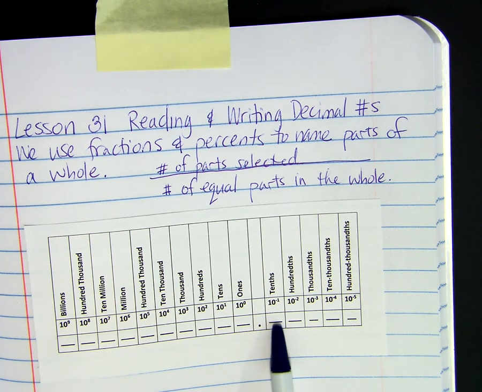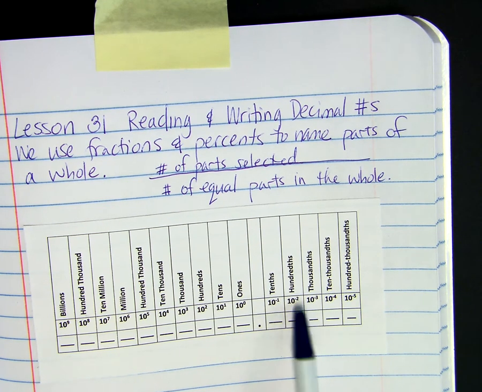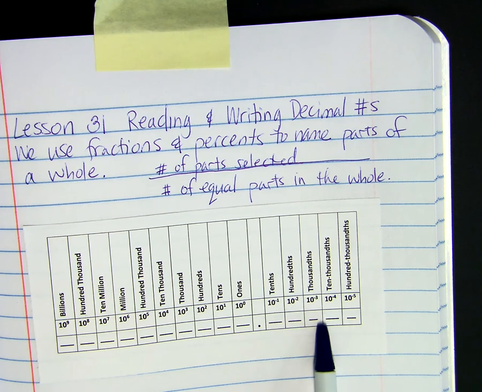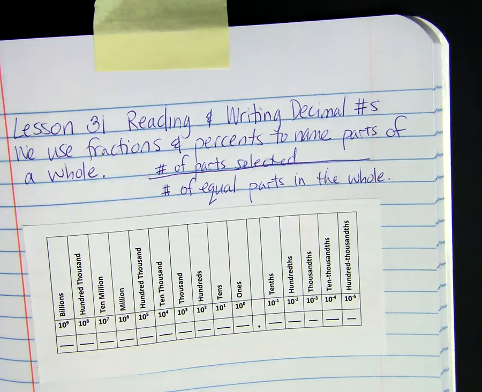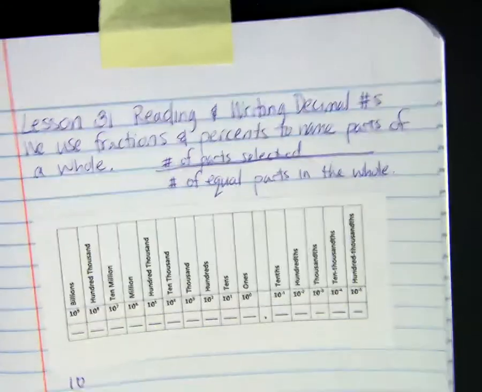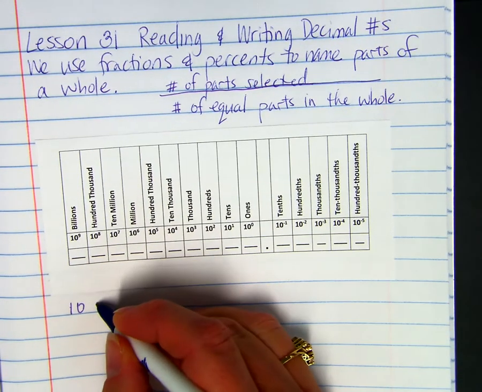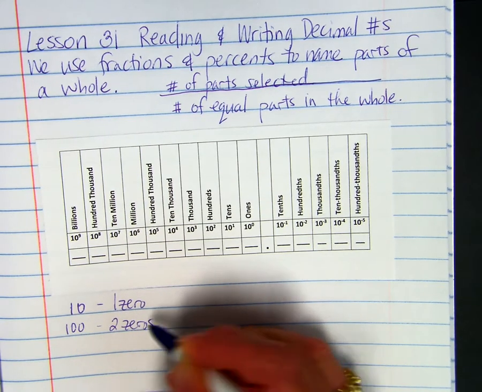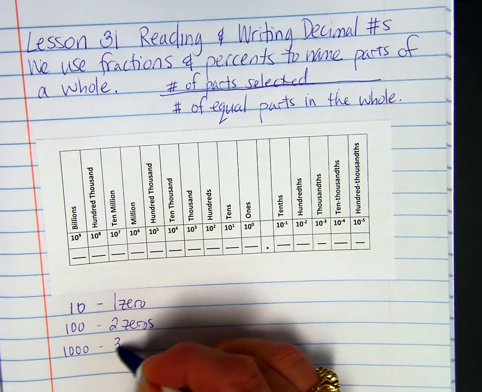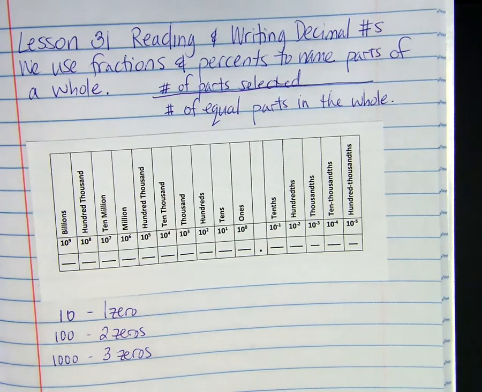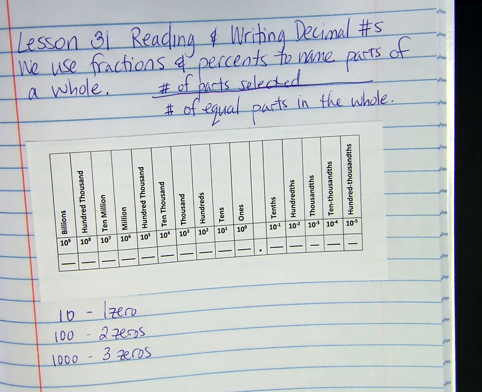place after the decimal. In the hundredths, the exponent is negative 2. And if you notice, the hundredths place is 2 decimal places. And the thousandths is 3, just like there's 3 zeros in 1,000. So sometimes if you can remember that 10 has 1 zero, 100 has 2 zeros, 1,000 has 3 zeros, and that's how many places it is to the right of the decimal point.